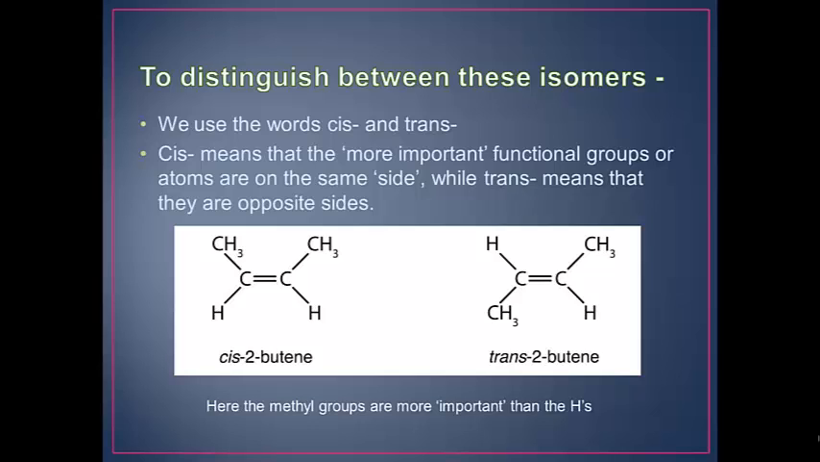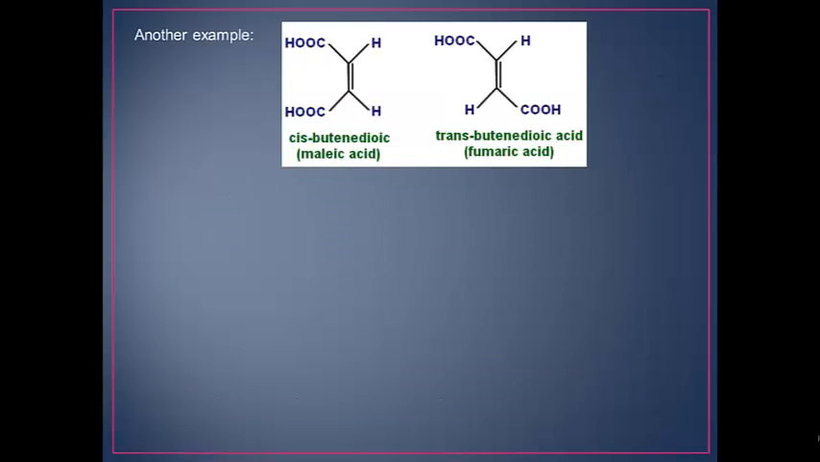The methyl groups are technically more important than just hydrogen groups. So any kind of substituent, anything pretty much other than a hydrogen is more important. Another example, you have cis-butene dioic acid.